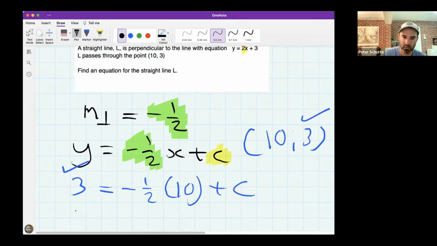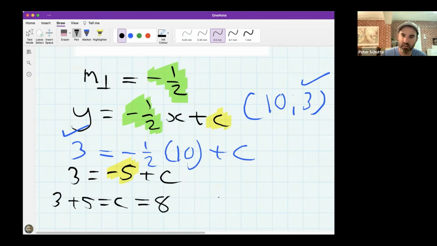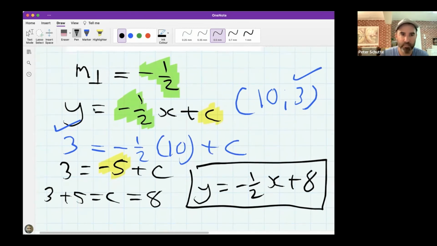And then 3, now what's minus a half times 10? It's minus 5 plus C. And then in order to get the C by itself, it's this minus 5 that's getting in the way. So I'm adding 5 to both sides, or some people would say you move it over. And if you add 5 to both sides, you should get 3 plus 5 is C, which is 8. You get minus 1/2 x plus 8. Okay. Thumbs up if you feel okay with that.